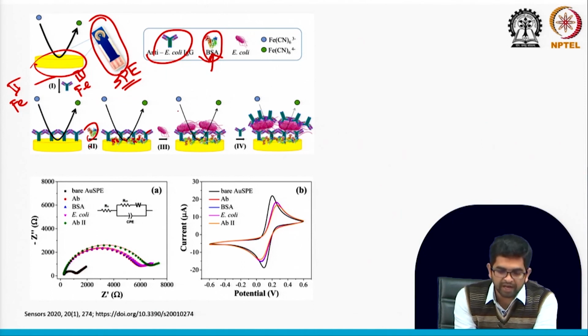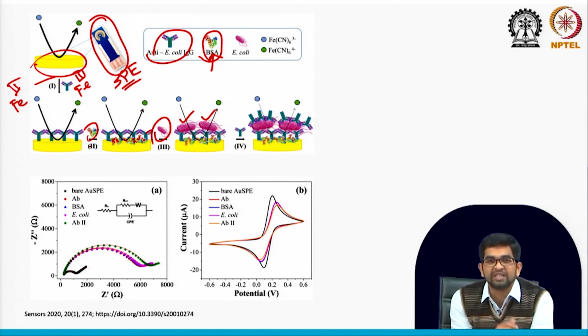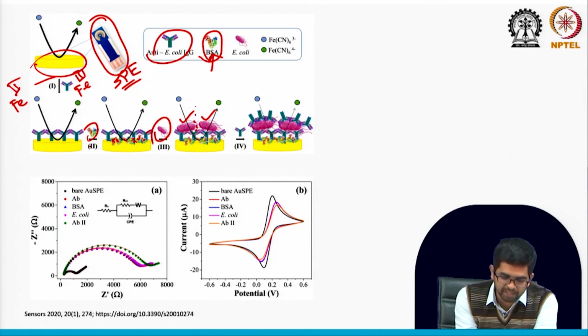Now you add your E. coli bacteria in the third step. So in the third step you are adding the bacteria. Definitely it is again blocking the sensor surface, so the electron transfer rate again will decrease. Now suppose you are not getting much difference in the impedance change, because there is some gap and electrons can still transfer.